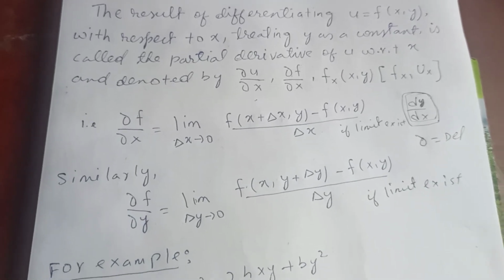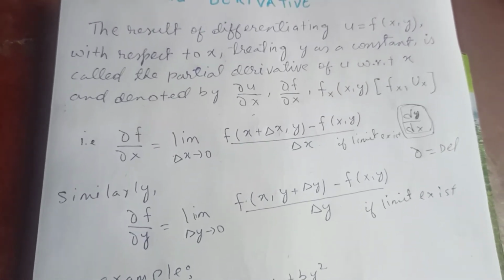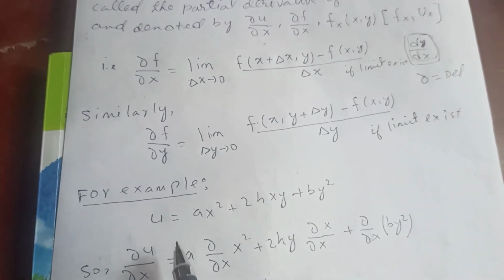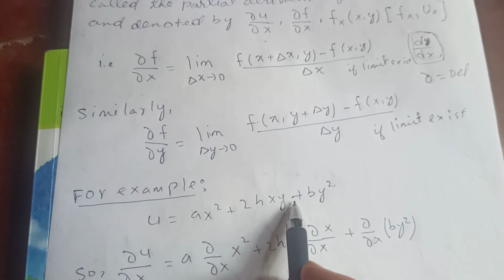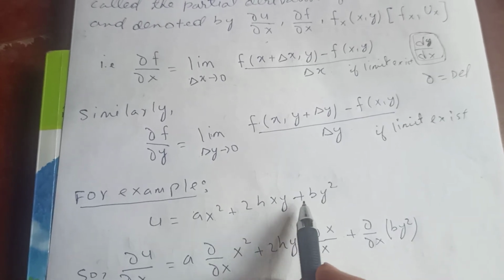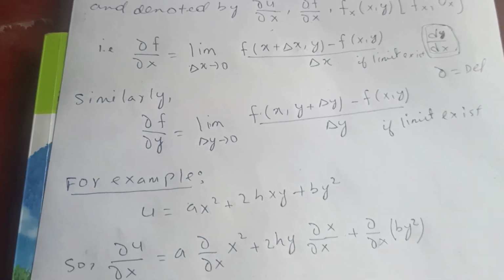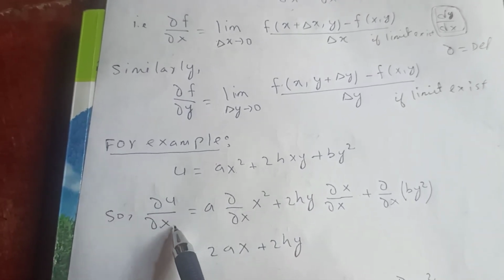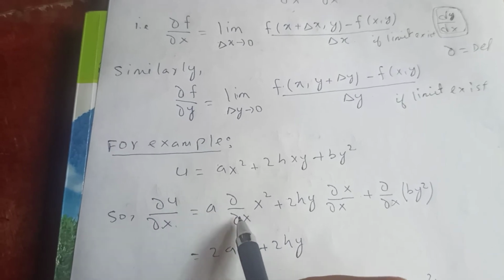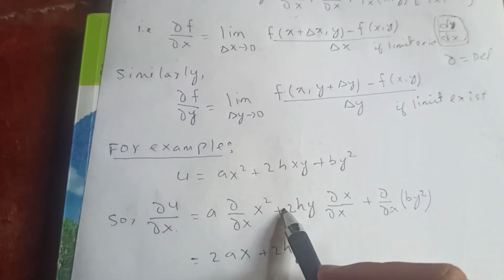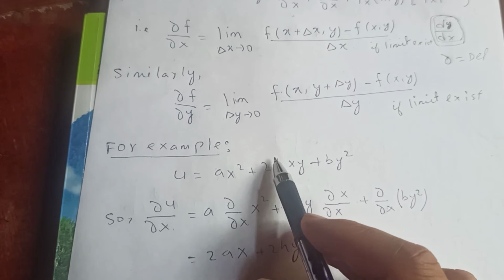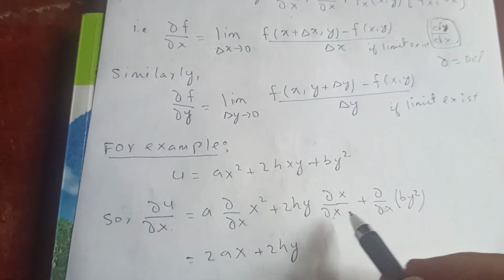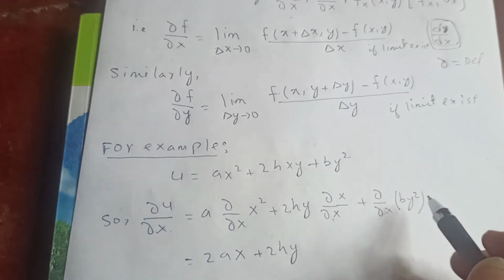Now let me give you an example for this type. For example, if you take u equal to a x squared plus 2h x y plus b y squared, now we are going to differentiate with respect to x, treating y as constant. So del u by del x is nothing but a times del by del x of x squared plus 2hy times del x by del x plus del by del x of b y squared.